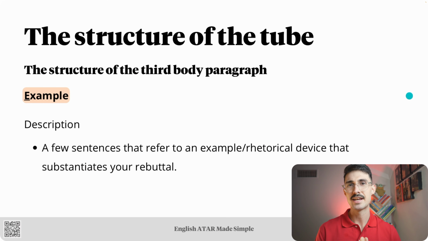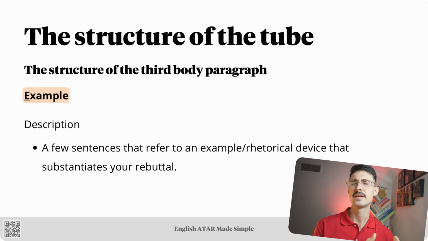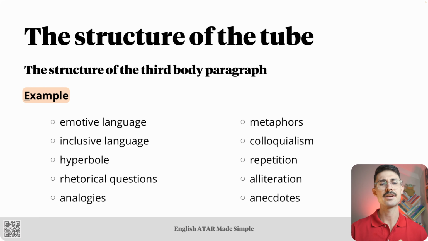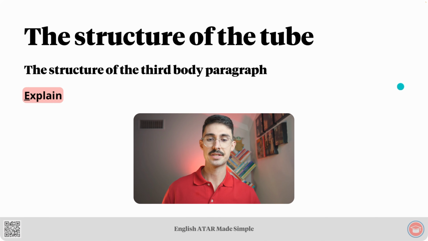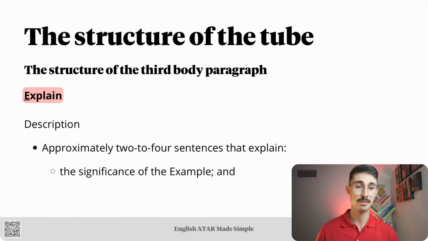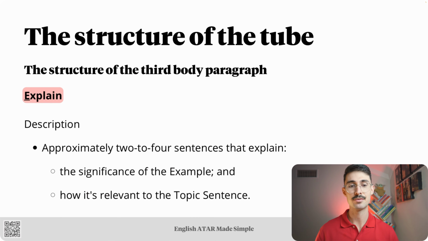The example is a few sentences that refer to an example rhetorical device that substantiates your rebuttal. This example backs up your third reason. And for this example, consider using any combination of the following devices. Take a closer look at this in the PDF study notes if you'd like. Turning to the explain, it is approximately 2 to 4 sentences that explain the significance of the example and how it's relevant to the topic sentence.